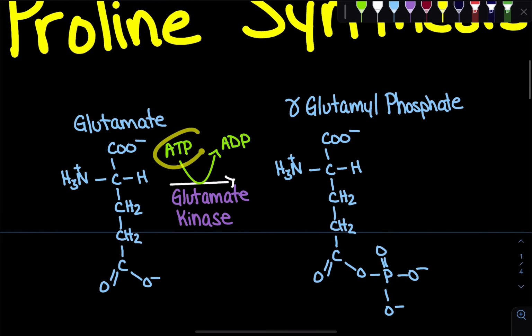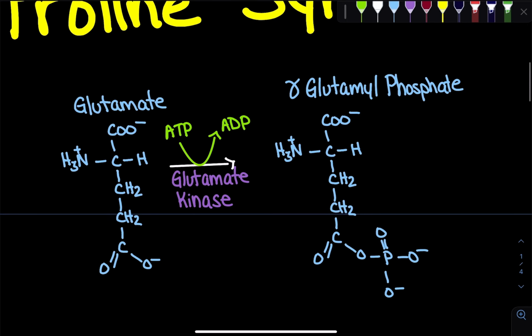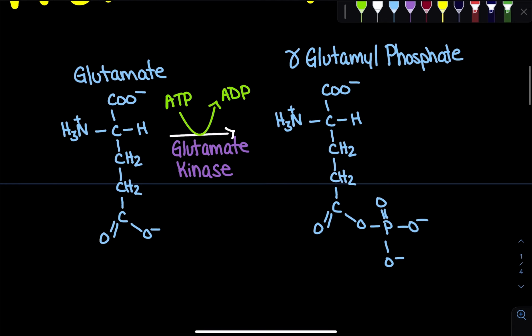So we take the terminal phosphate on ATP and we attach it to glutamate to yield gamma-glutamyl phosphate. And this reaction is catalyzed by glutamate kinase. It's glutamate because that's what our substrate is, and kinase because whenever we think of a kinase enzyme, a kinase is going to be utilizing ATP to phosphorylate. So the first step is pretty straightforward. We want to phosphorylate this glutamate to get gamma-glutamyl phosphate.